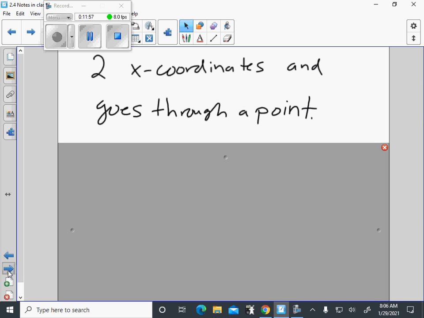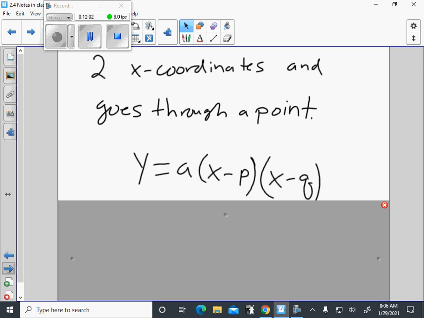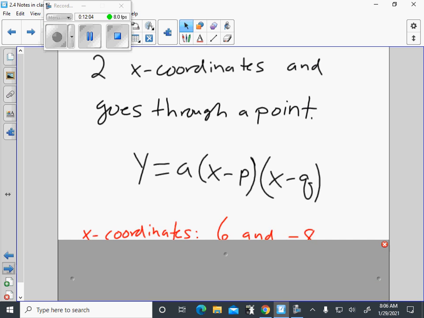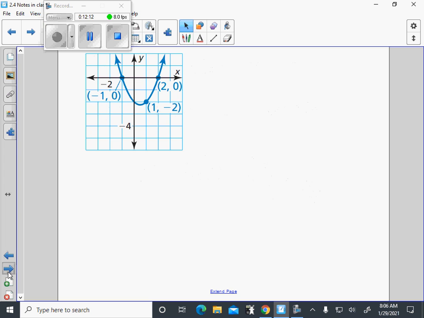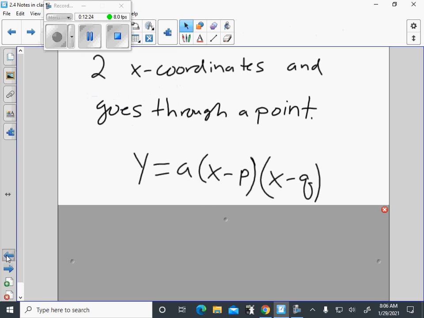Next thing we're going to see is when we have two x coordinates and it goes through a point. So we're going to have two x coordinates and it's going to go through a point. We're going to work with this equation. Y equals a times x minus p times x minus q. And I want to start here so we know what we're talking about. We have two x coordinates, okay, and a point that it goes through. We don't know the vertex yet. So let's go back here. Two x coordinates. Y equals a times x minus p times x minus q.